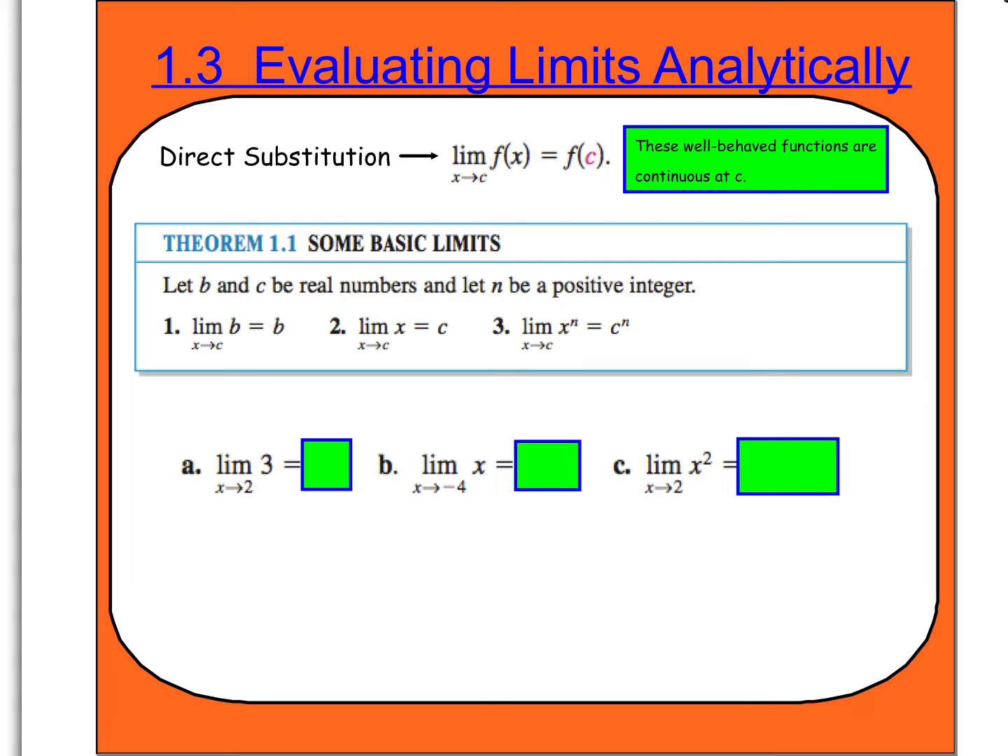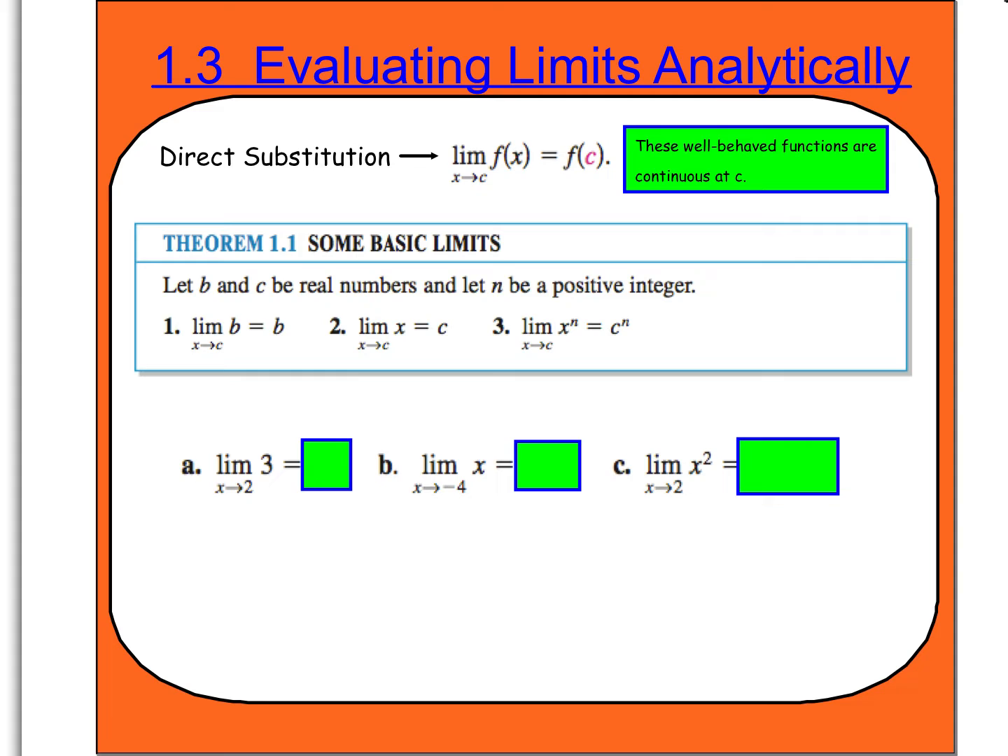Evaluating limits analytically. This is mostly where we're going to be spending our time this year. Yes, we talked about numerically and graphically already, but analytically is where it's going to be. Before we do anything on a limit, what should we always try to do first? Direct substitution. If it works, we're all good. If it doesn't, if we get an indeterminate form or a vertical asymptote, then we have to start doing other things. But always we try to direct substitute.